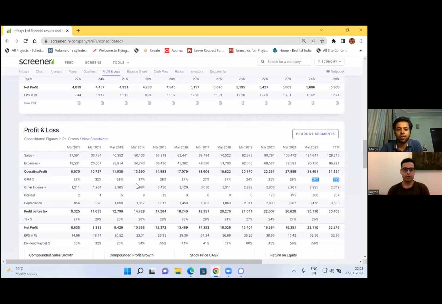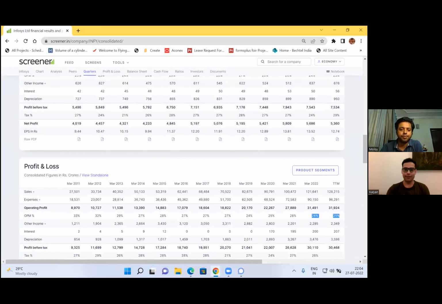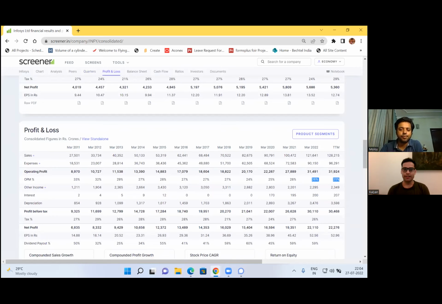If you look at the last 10, 11 years of data, it's not that even in a single year, on an annual basis, they have reported an operating margin of 23% or below. So the range is from 33 to 25 sort of, and now it's 23%, which they have reported, right? What has taken down their operating margin is that in IT companies, there is nothing other than the employee wages which contributes more to their expenses.